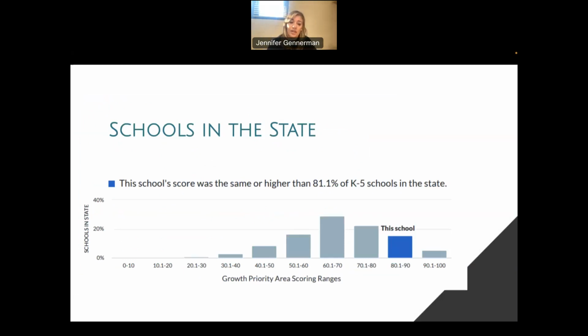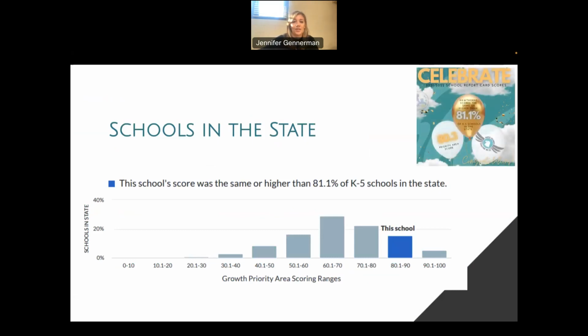So for this school, we're looking at the growth priority. The school score was the same or higher than 81.1% of K-5 schools in the state, which is pretty remarkable. So these are things that we like to celebrate beyond just the overall score in priority areas. So congratulations goes to Hawthorne Elementary School for meeting this celebration in the area of growth priority. Before I share a few more celebrations, let's look at our overall scores for the district.